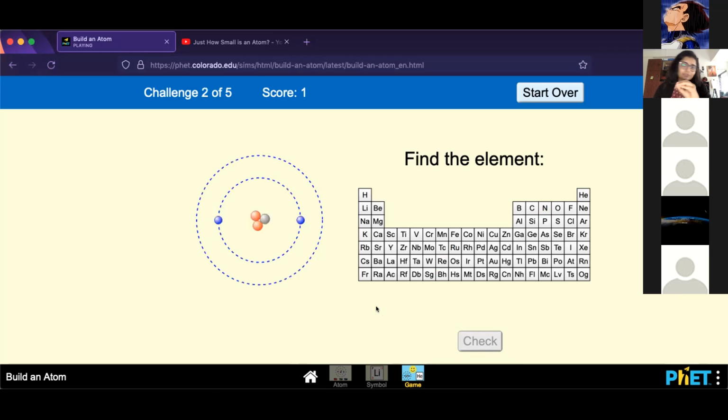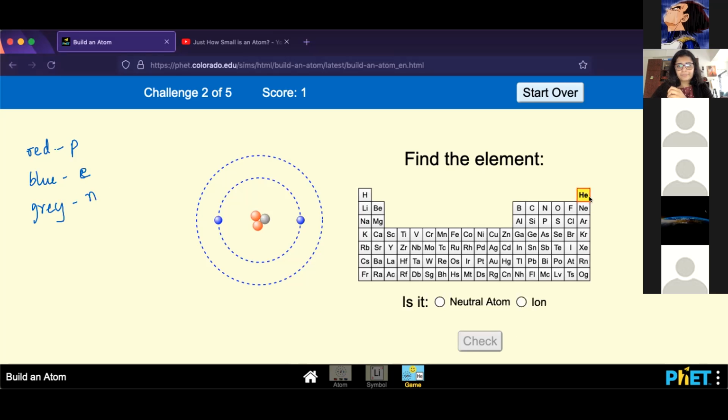Okay, next one. No mistakes. Look at it very carefully. The key is that red is proton, blue is electron, and gray is neutron. Okay. Helium. Red is proton. Blue is electron. Helium. Okay, 3 people have said helium.